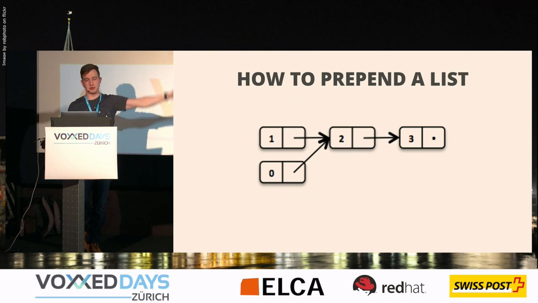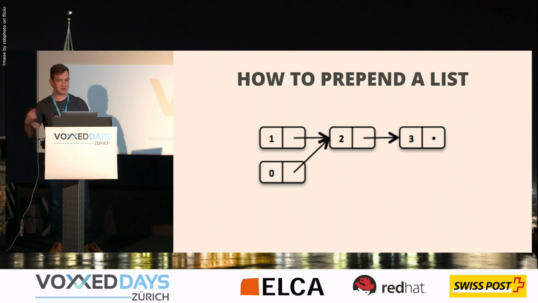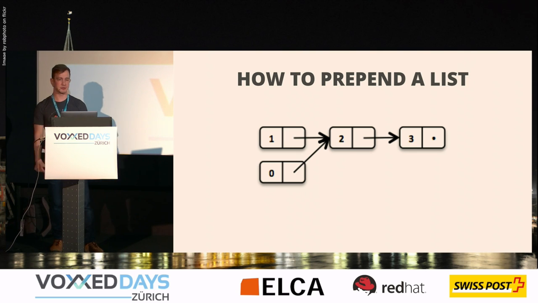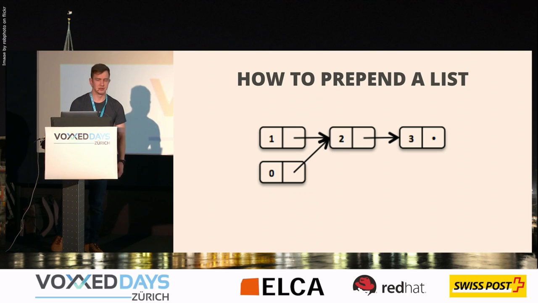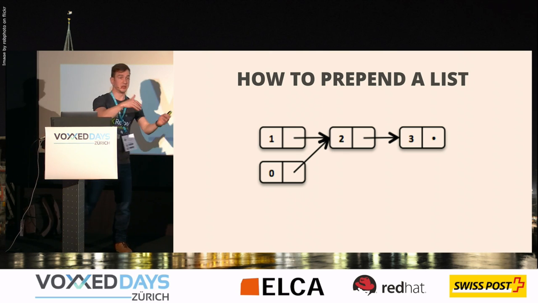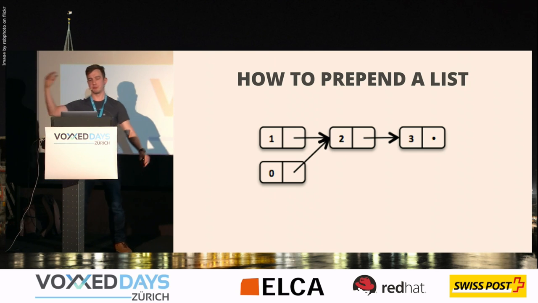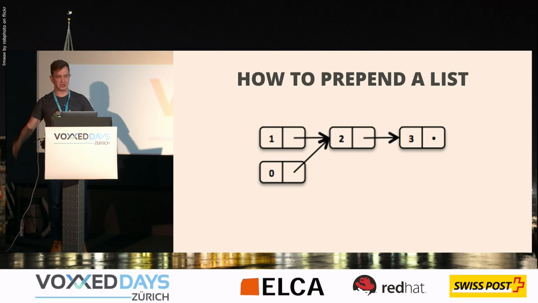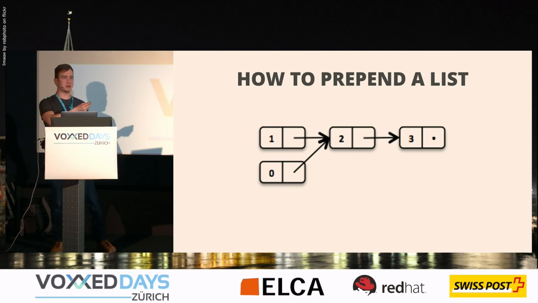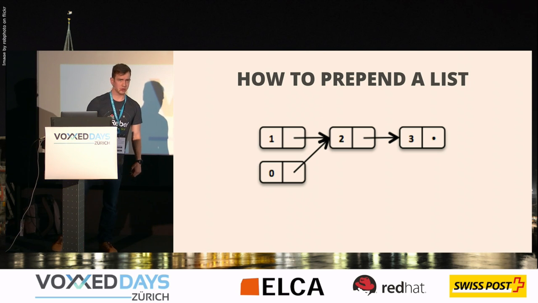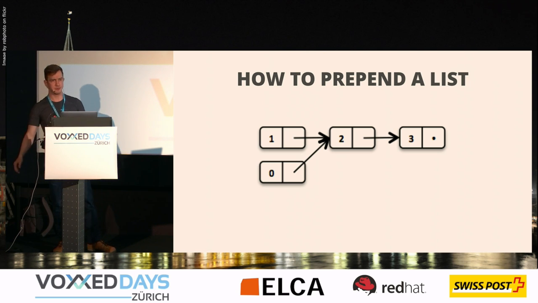Every element here, every square, is a list in itself. And they are reusing the structure as much as possible. So we can prepend and build the list from the left. So we build longer lists from shorter lists. Is it immutable? Yes, because we do not change the structure. We just create new stuff all the time.